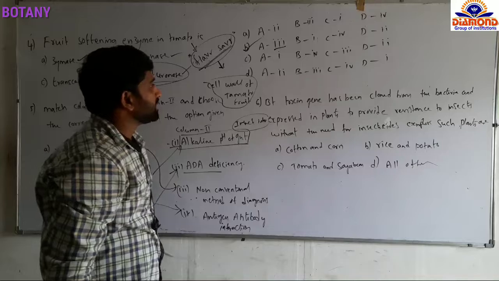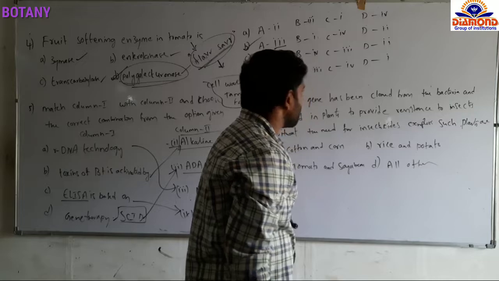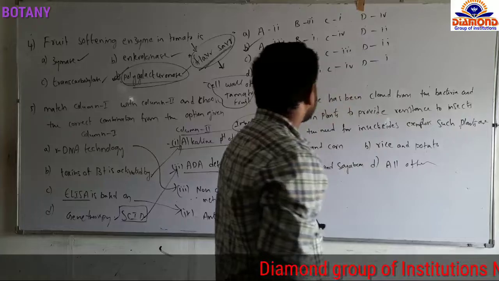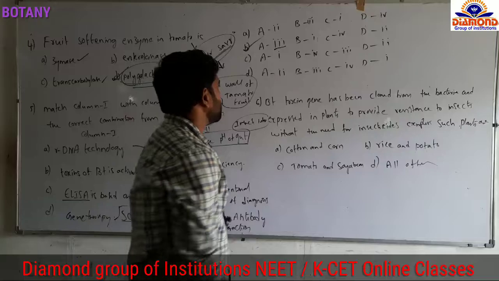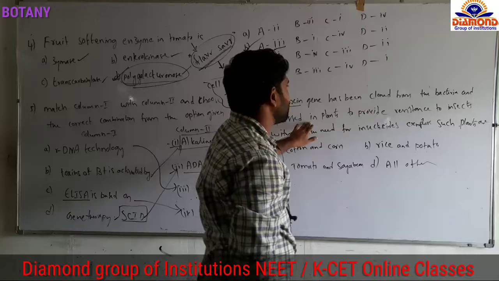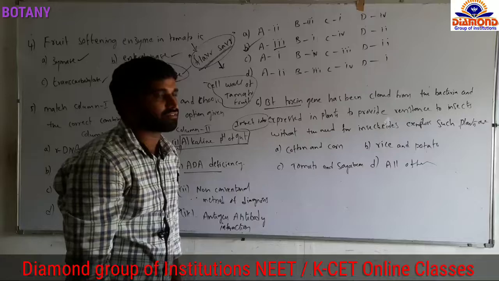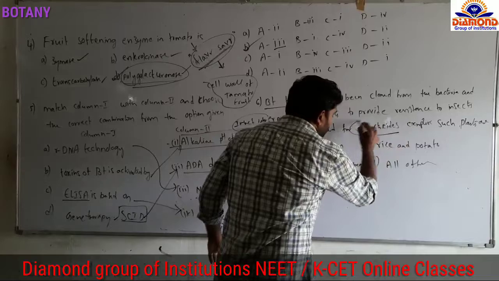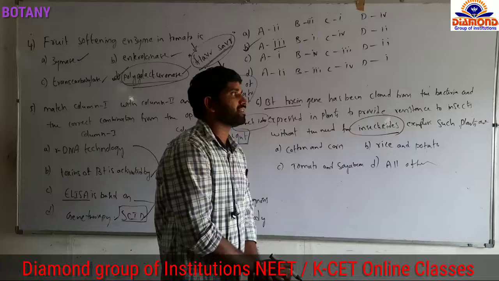And next question: Bt toxin gene has been cloned from the bacteria and expressed in plants, providing resistance to insects without the need for insecticides. Examples of such plants? Now, the Bt toxin genes are cloned from the bacteria, so they can be expressed in plants. They give resistance to insects without the use of insecticides. We have no need to use insecticide chemicals. Without using insecticides, we can prevent the insects.